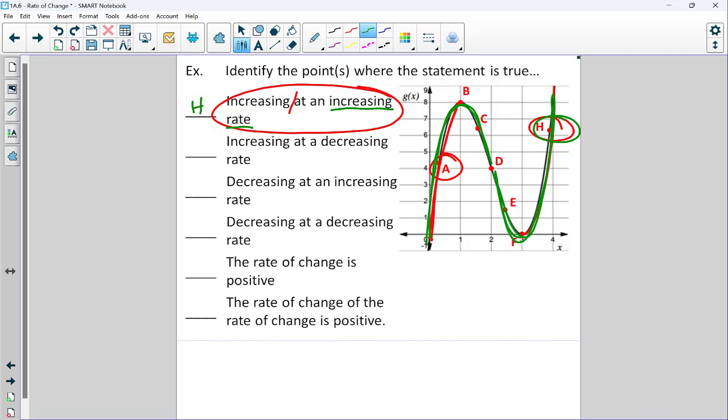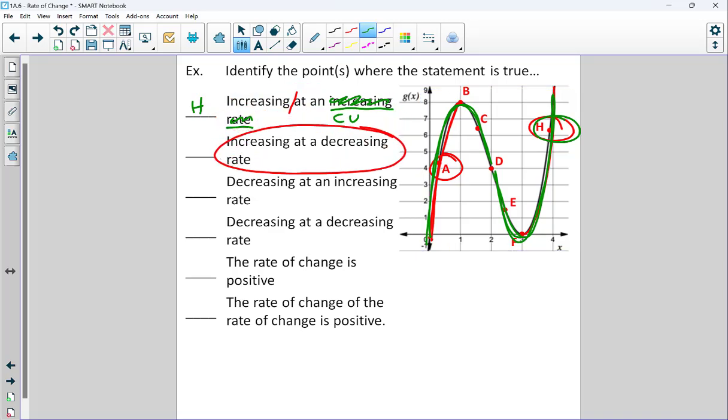When I see the phrase increasing rate, I can literally just replace that with concave up. Increasing at an increasing rate is the same thing as saying increasing and concave up. So H is increasing and it's on an interval that is concave up. So if you were stuck and now you understand, feel free to pause here and finish the rest, or let's keep going. So increasing at a decreasing rate really means concave down. So still increasing, but now concave down, that's going to be point A.